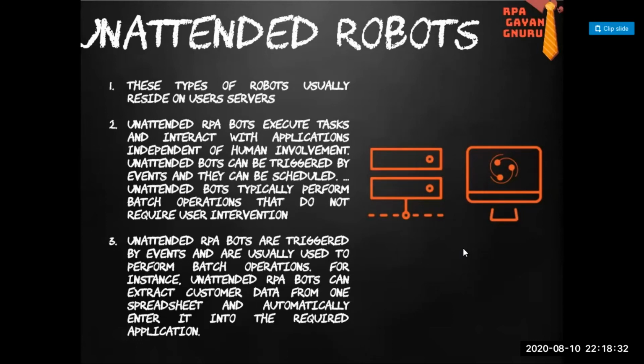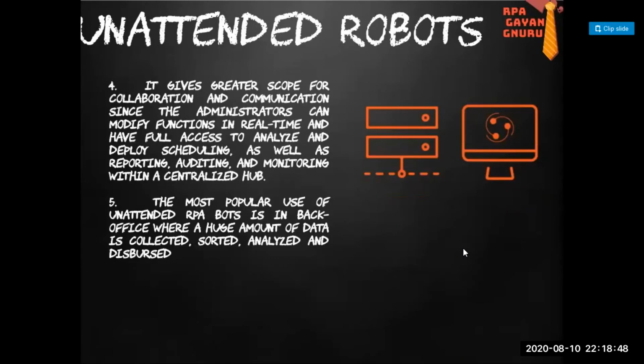the CRM system. So automated robots are usually, like I said, batch processing systems triggered by either a scheduler or some kind of event like receiving an email, and they are controlled by the IT system administrator, right? Not individual employees. They reside on a server. They are basically controlled by the IT system administrator, and they are scheduler based. And the most popular use of such RPA bots is in the back office. A huge amount of data is collected, stored, analyzed, and dispersed.